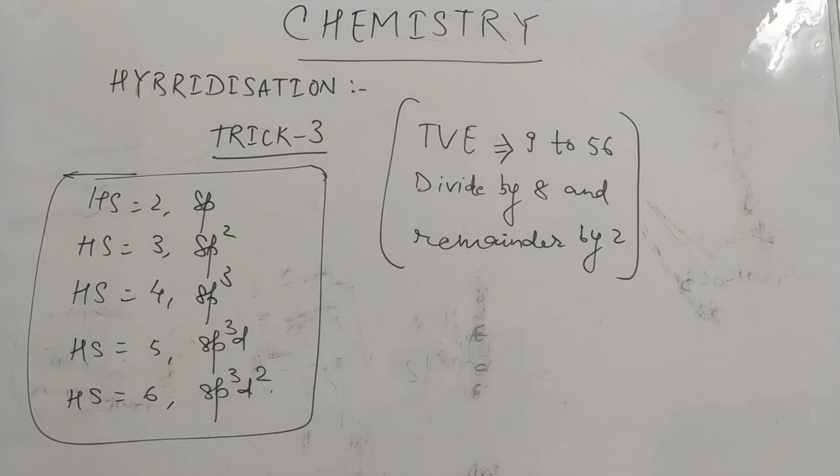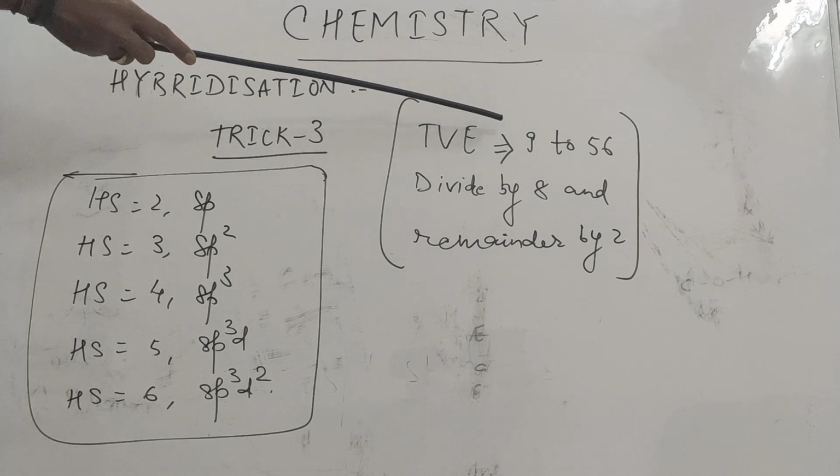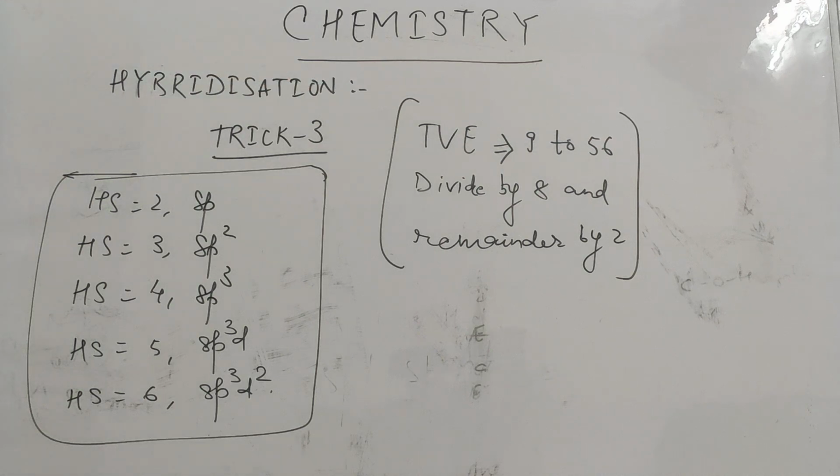So hello students, today in this video I will be discussing hybridization and the trick to find out the hybridization if the number of total valence electrons ranges from 9 to 56. So if the total valence electron ranges from 9 to 56, divide by 8, and if there is a remainder, you have to divide it by 2. So after dividing, if you get the hybrid status as 2, then the hybridization is sp.